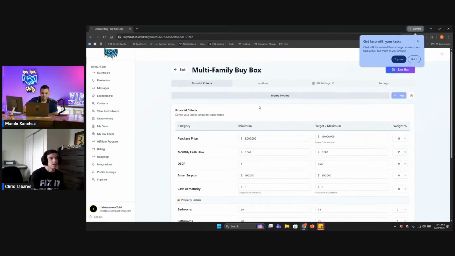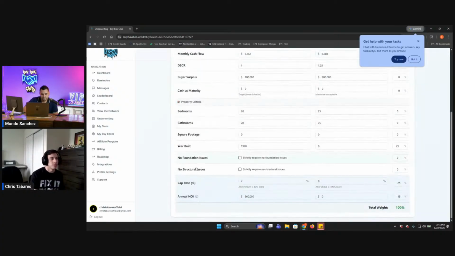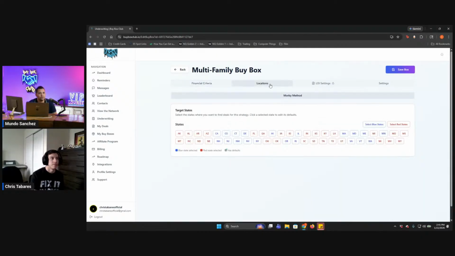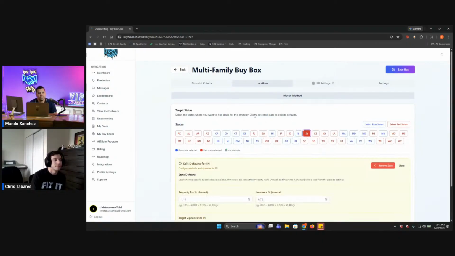Sounds good. All right, so that's financial criteria. I'm looking for a next button. You can go to any one of those tabs. You don't have to go in order. So you'll go to locations. This is where you'll select the states. What states do you want to buy in? In my case, it's only Indiana. It could be in multiple states. It really just depends. Blue states and red states. That's a nice little distinction right there.